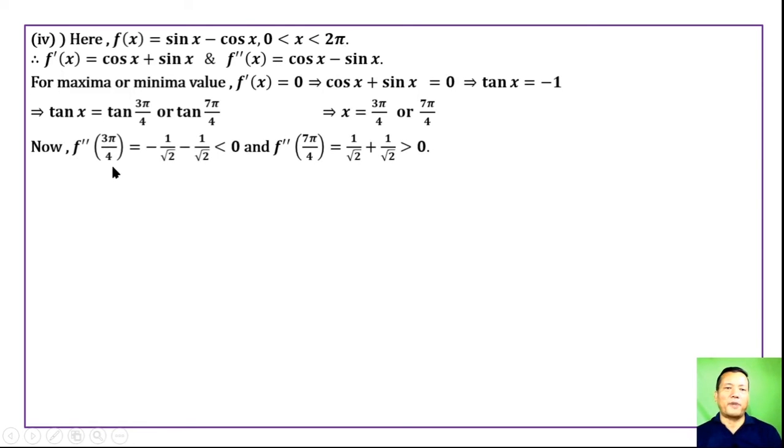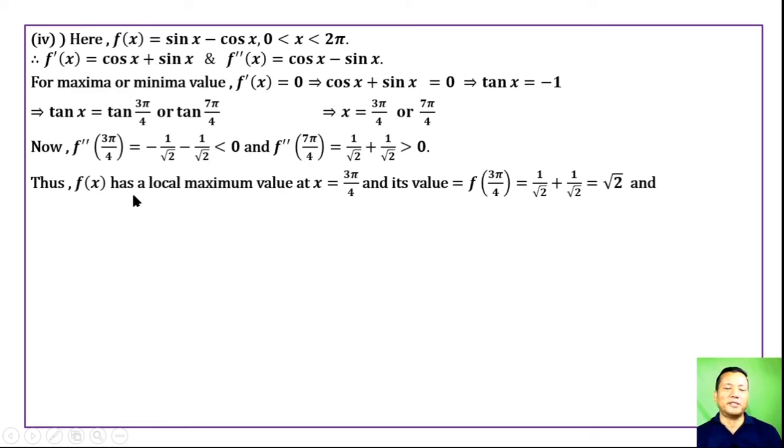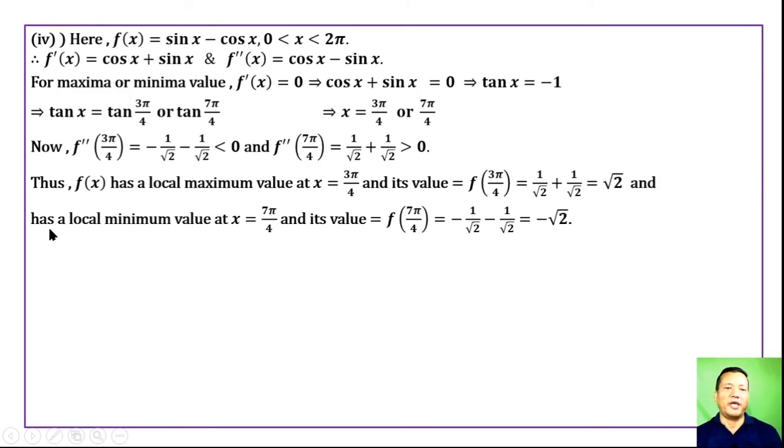Now f double dash of 3 pi by 4 is negative, and f double dash of 7 pi by 4 is positive. Thus f of x has a local maximum value at x equal to 3 pi by 4, and its value is f of 3 pi by 4 equal to sine of 3 pi by 4 is 1 by root 2, cos of 3 pi by 4 is minus 1 by root 2, we get root 2. And it has a local minimum value at x equal to 7 pi by 4, and its value is f of 7 pi by 4 equal to sine of 7 pi by 4 is minus 1 by root 2, and minus cos of 7 pi by 4 is minus 1 by root 2, that is minus root 2.